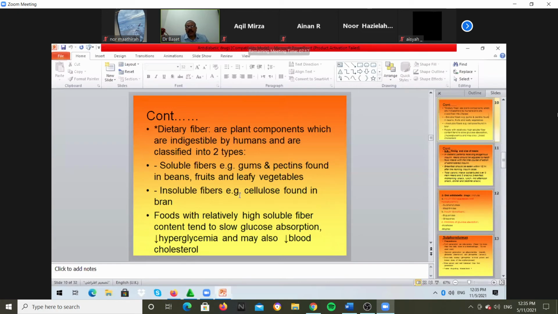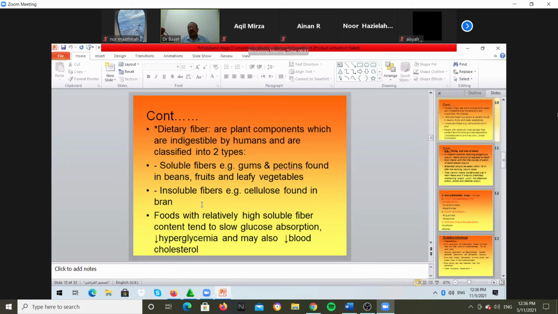Insoluble like what? Like cellulose present in bran. Cellulose is found in bran. Even sometimes in some countries, I may find this bran in the form of tablets like this instead of the natural plant component. I may find the formulation in some countries formed of bran. Bran has many advantages.